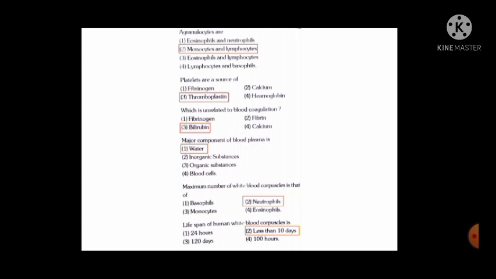Major component of blood plasma is water. 92% water is present in the blood plasma. It also contains inorganic substances, organic substances and blood cells.